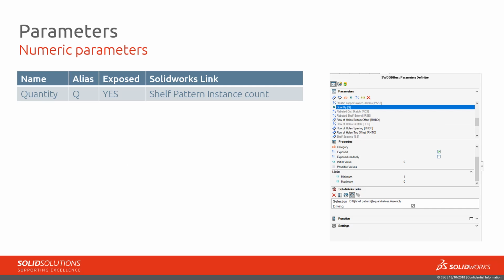Moving on to the numeric options, we've got quantity, and again we've assigned it an alias. We've asked for it to be exposed so that this can be controlled within the SWOOD environment, and again that will be linked to the shelf pattern instance count. So should we increase the quantity of the SWOOD box, we'll find the instance count of the pattern driving the number of shelves and their visibility will be increased due to the code that is controlling it.